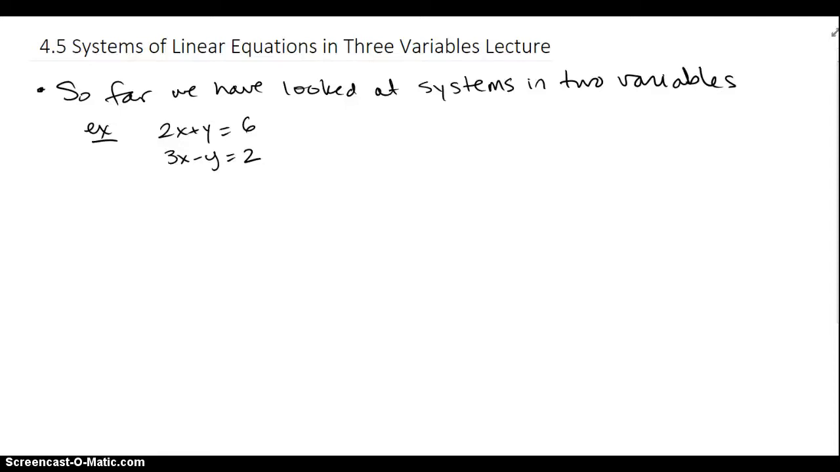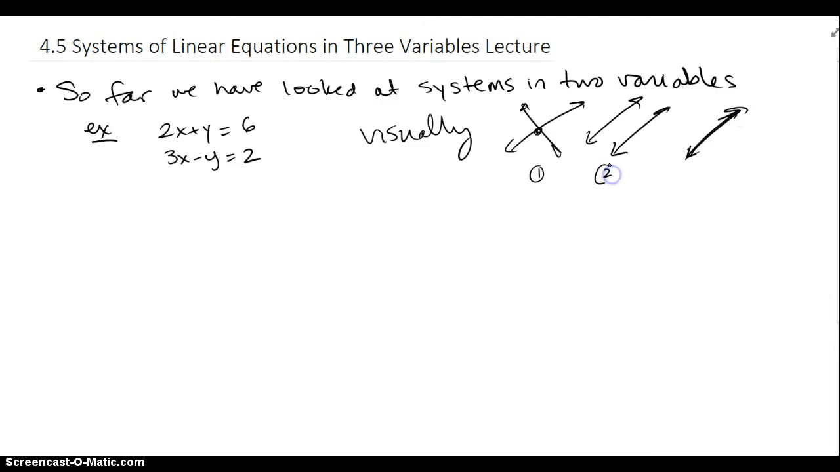In section 4.5 we talk about linear equations in 3 variables. So far we've looked at systems in 2 variables only, things that only contain an x and a y, for example. And visually what we're looking at is basically the lines intersecting in one place, not intersecting at all, or lying on top of each other. So visually we really dealt with just 2 dimensions, which was 2 lines, and the cases of when they would have things in common, and whatever ordered pairs they had in common would be the solution for us.